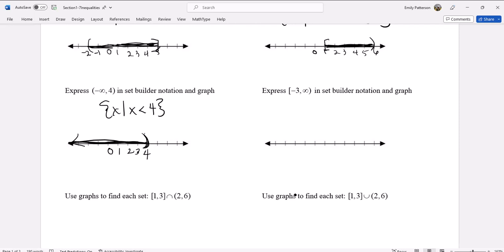This one starts at -3, -2, -1, 0. I can make it up on the number line as much as I want. Your bracket again should match everything, going further to the right because we're going greater than. So my set builder notation is x such that x is greater than or equal to -3.